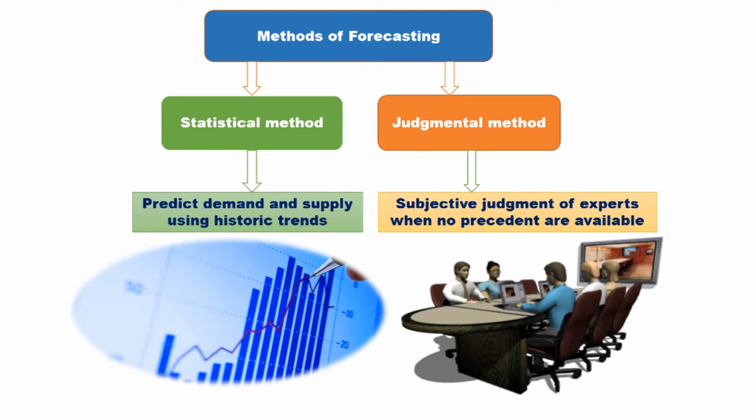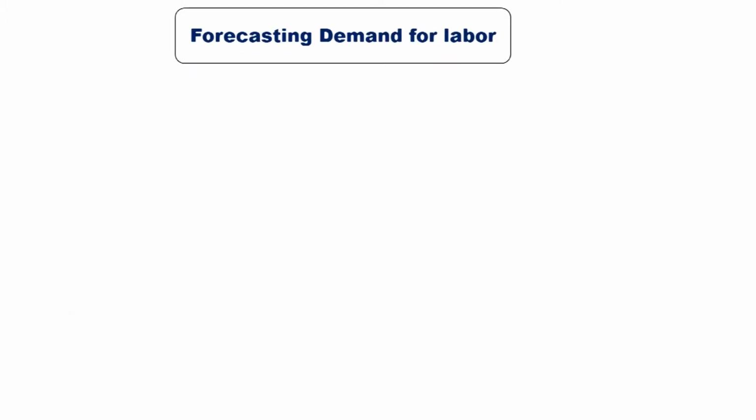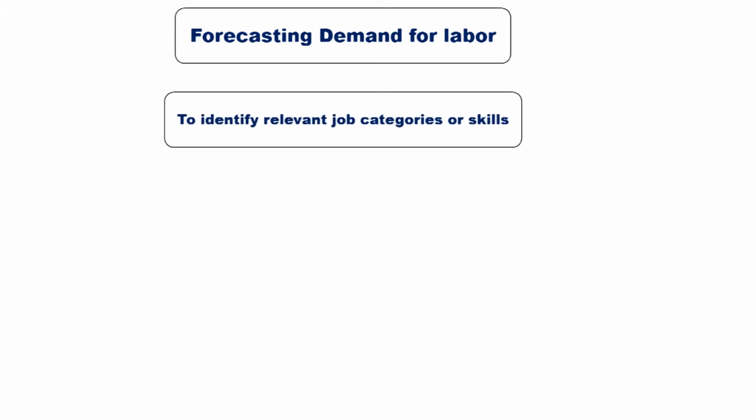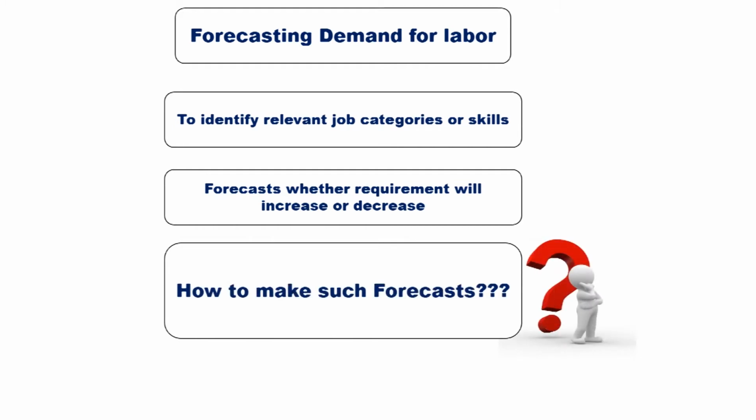Let us now learn what forecasting entails. Beginning with forecasting the demand for labor. Well, after identifying the relevant job categories or skills, the planner investigates the likely demand for each. The planner must forecast whether the need for people with the necessary skills and experience will increase or decrease. And there are several ways of making such forecasts.